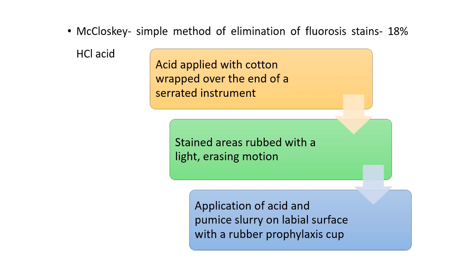McCloskey, that is a simple method of elimination of fluorosis stains in which 18% hydrochloric acid is used. So the acid is applied with cotton wrapped over the end of a serrated instrument. Stained areas are rubbed with a slight erasing motion. Application of acid and pumice slurry on the labial surface with a rubber prophylaxis cup.